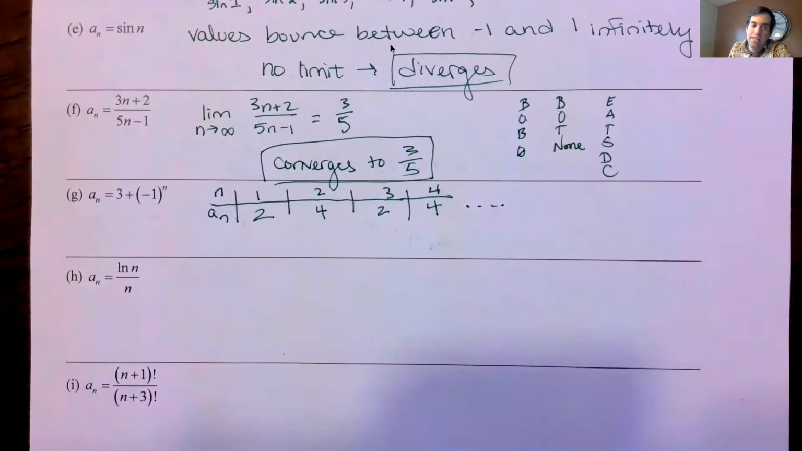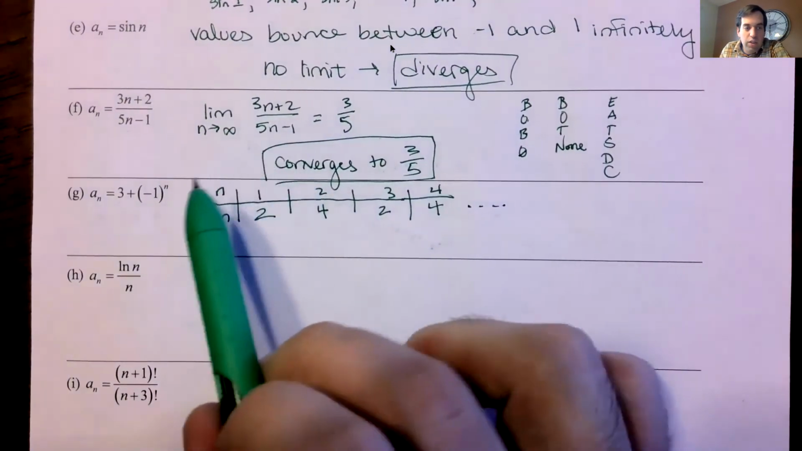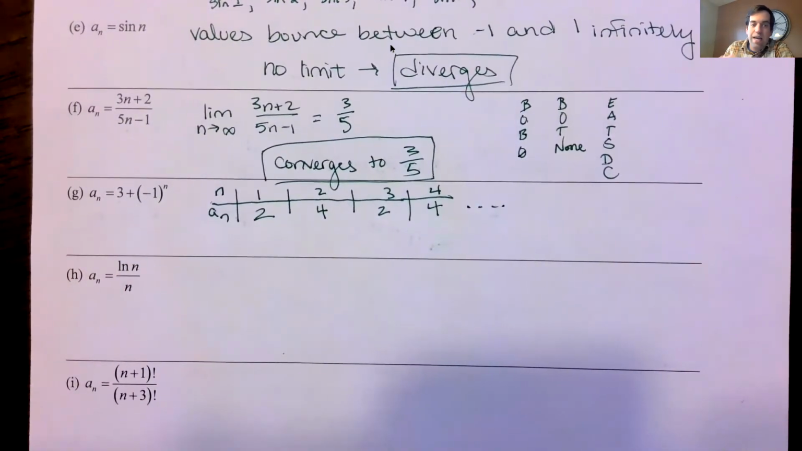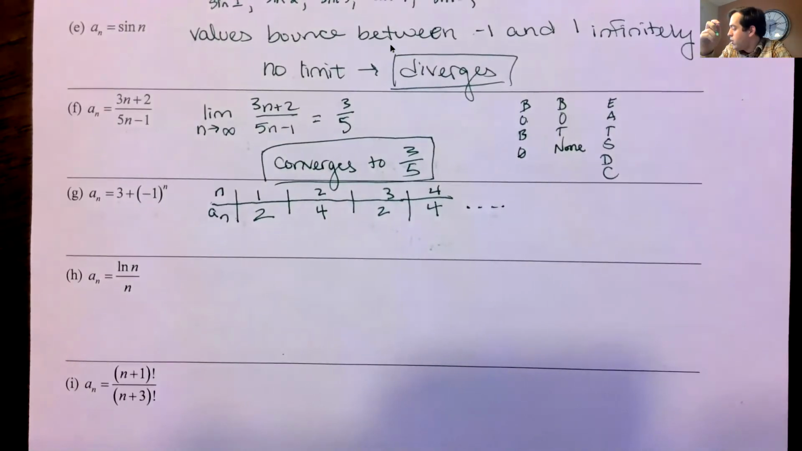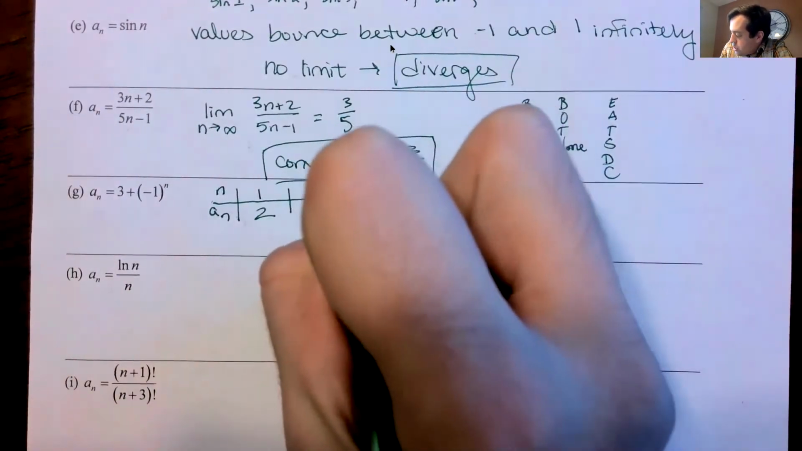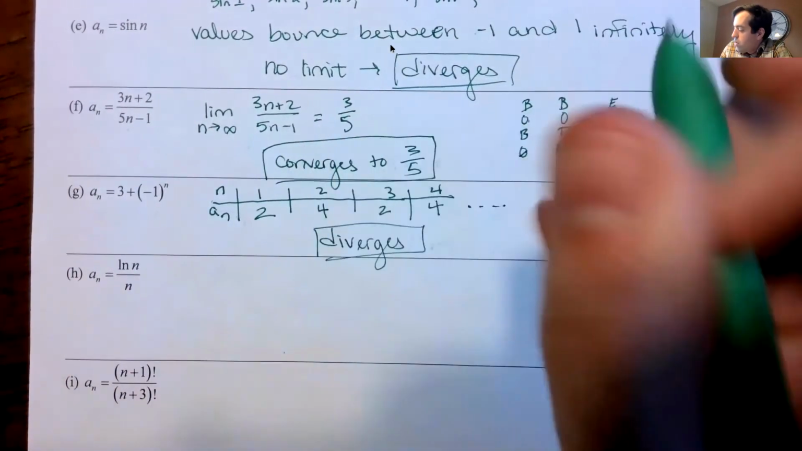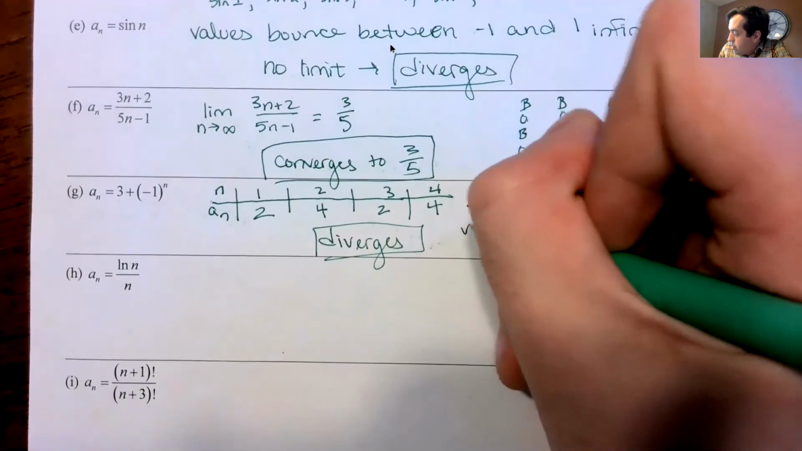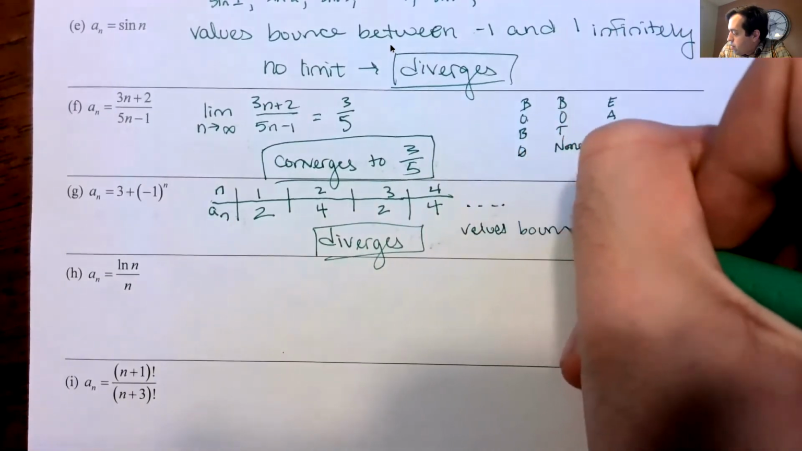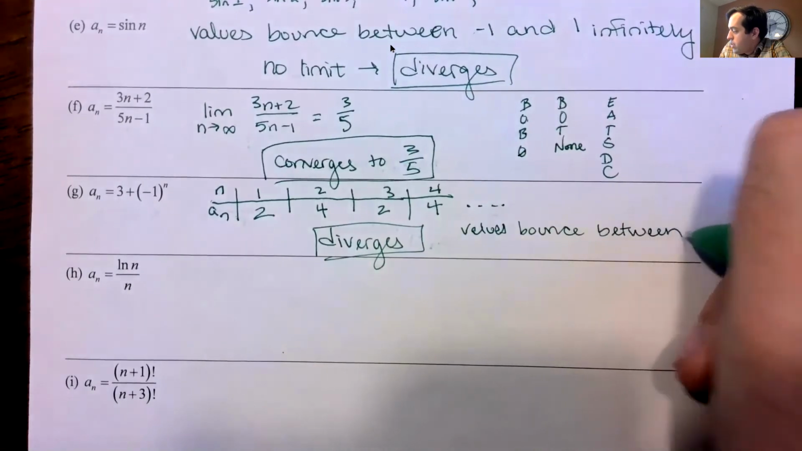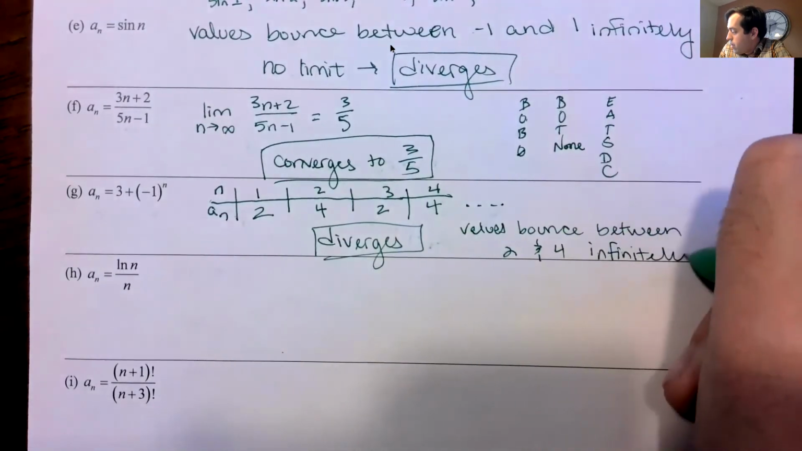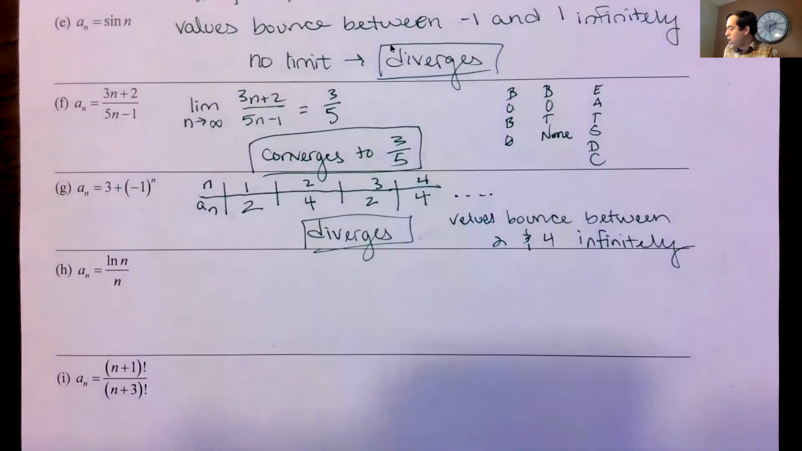And that pattern is going to continue, right? Because every exponent switches between odd and even. So this switches between +1 and -1. So you can see this is actually bouncing between 2 and 4, 2 and 4, 2 and 4. It's never approaching one number. So that means that it diverges. Let's see if we wanted to expand on that. We could say values bounce between 2 and 4 infinitely, similar to letter E. All right, let's keep going.